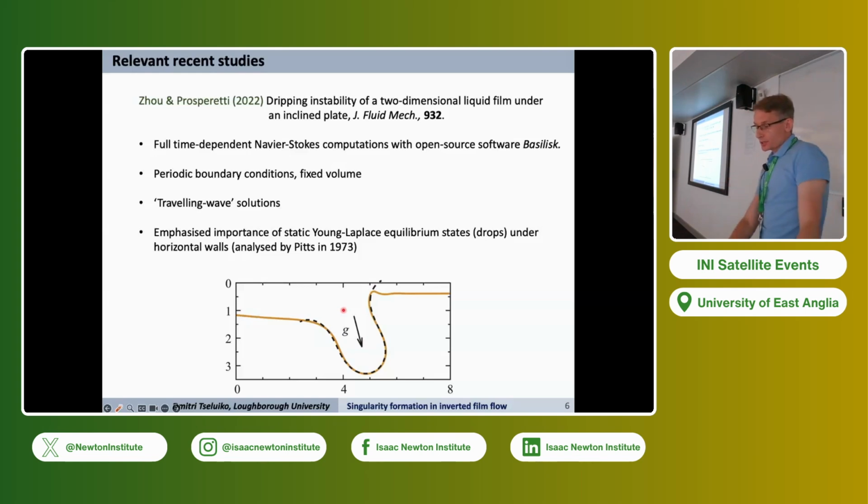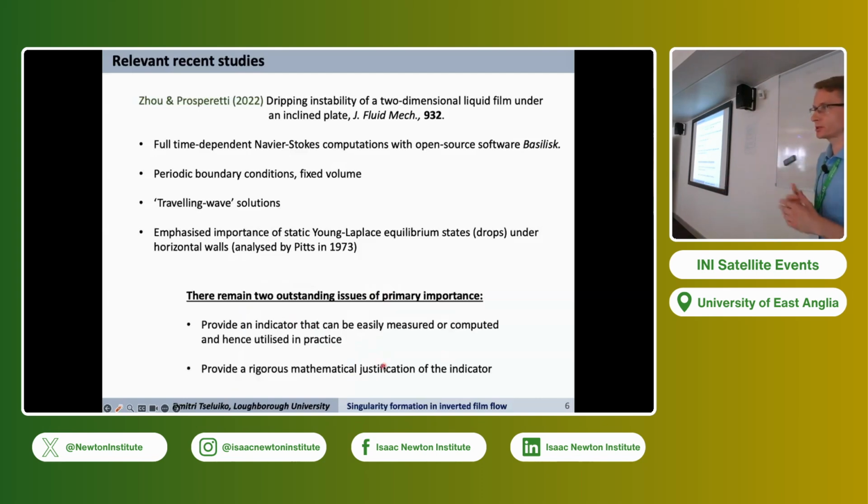And they suggested that the detachment process is associated with the point at which the curvature at the tip of the droplet becomes larger than the curvature which corresponds to the maximum volume static Young-Laplace solution for the fully inverted plate. But using such a criterion, the tip curvature as an indicator of dripping, is probably not so convenient in practice because it cannot be easily computed.